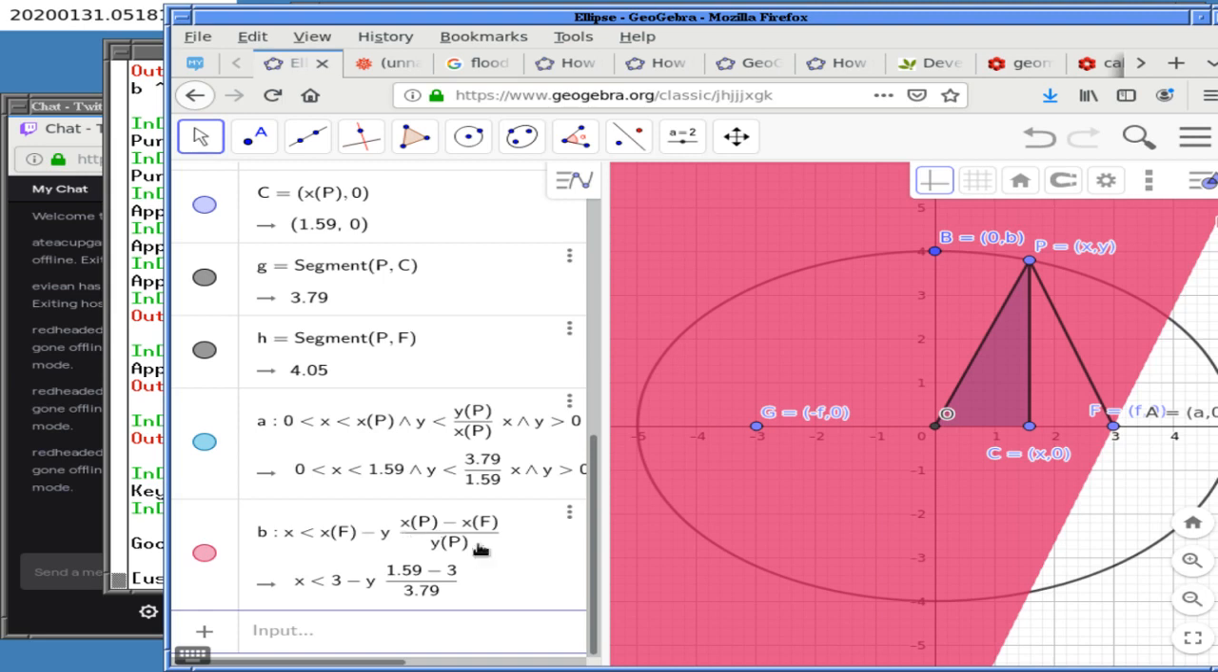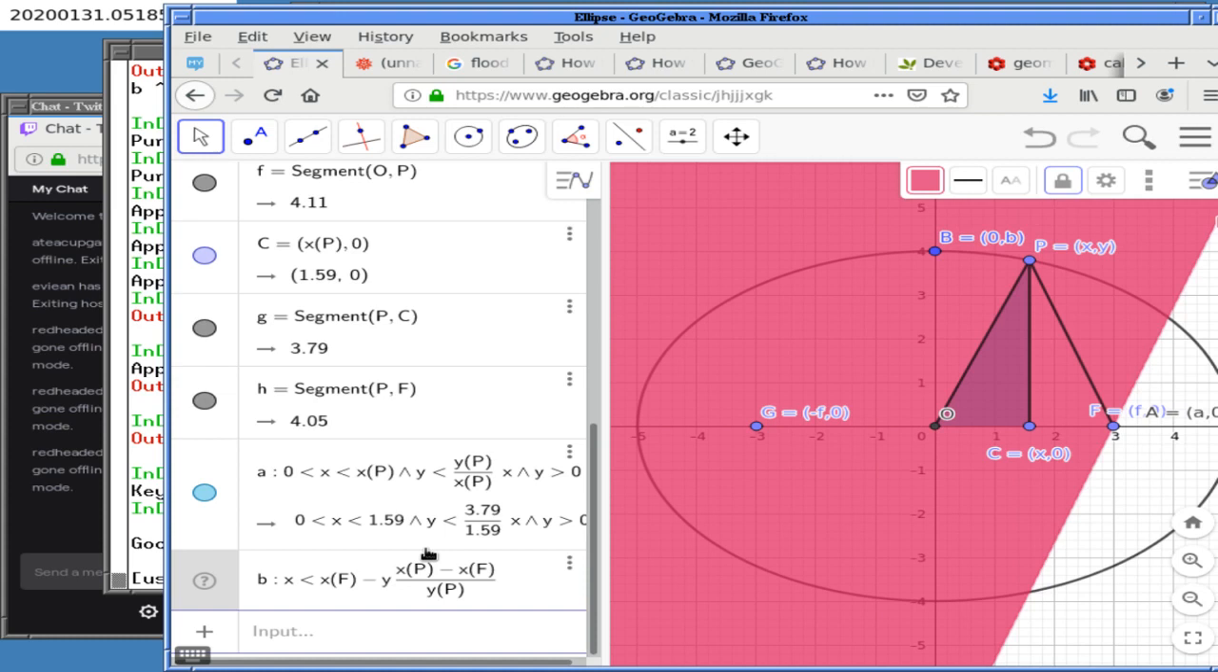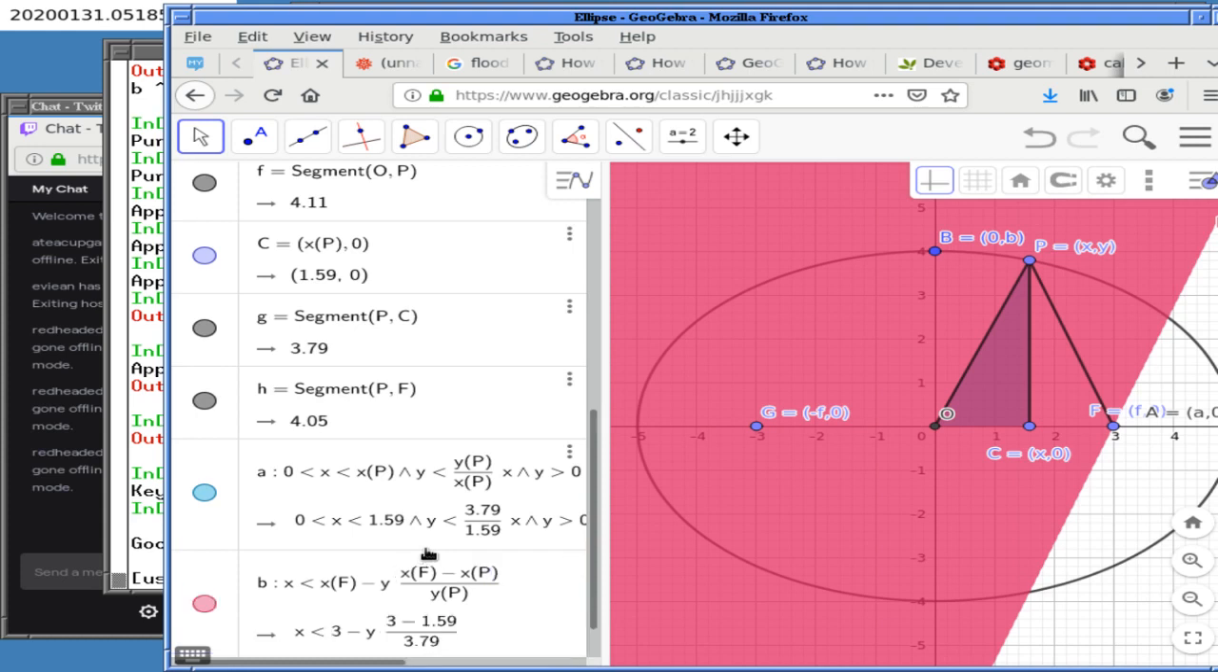So I'm kind of confused as to why this is not giving me what I want. I mean, we also need the condition that x is greater than x of p, but that's a different condition entirely. So let's see. When y is 0, this says x must be less than, this all goes away, x of f, which means it's to the left of here. And when y is equal to y of p, these cancel, and we get x of f minus x of p plus x of f. So I actually have these backwards, because I do want these to cancel. So this may be good.